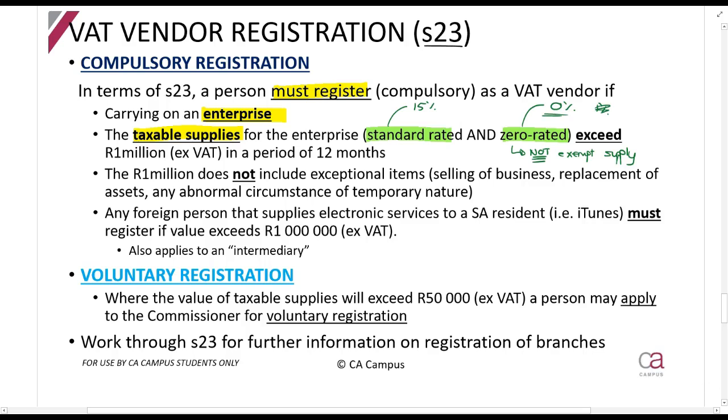Right, so if you make more than 1 million rands in a 12-month period, you must be a VAT vendor. So if you go out, you decide to start your own little business, if you make more than 1 million rands, you have to be a VAT vendor. If you don't do it, you're breaking the law and you can get into big trouble. This 1 million rand must not include exceptional items, like the selling of a business.